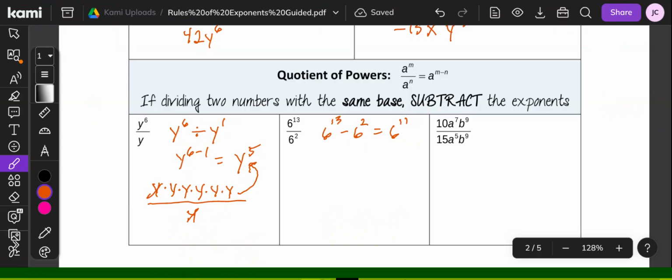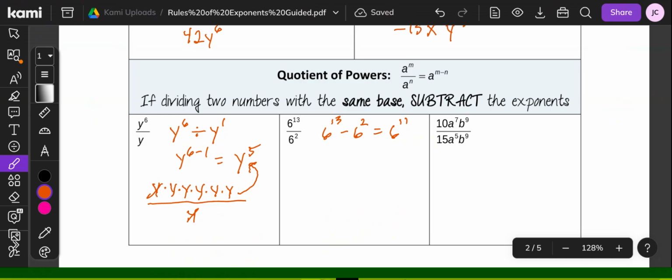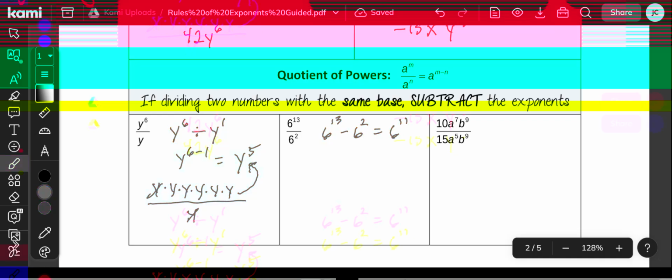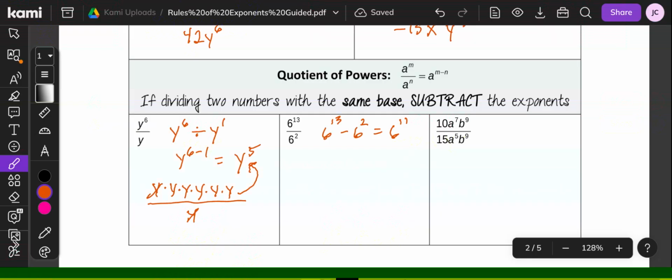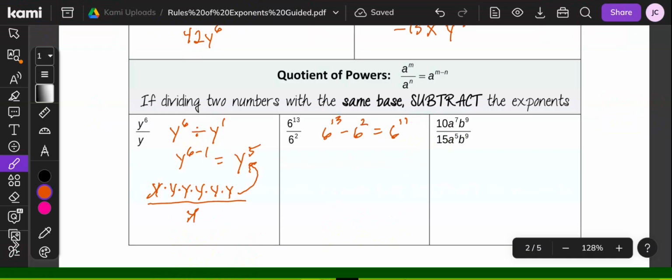And if you wanted to check on something like this and make sure it actually is true, figure out what 6 to the 13th is, divide that by 6 to the 2nd, which is 36, and you are going to get whatever 6 to the 11th is. All right, but you can test it and check it yourself.